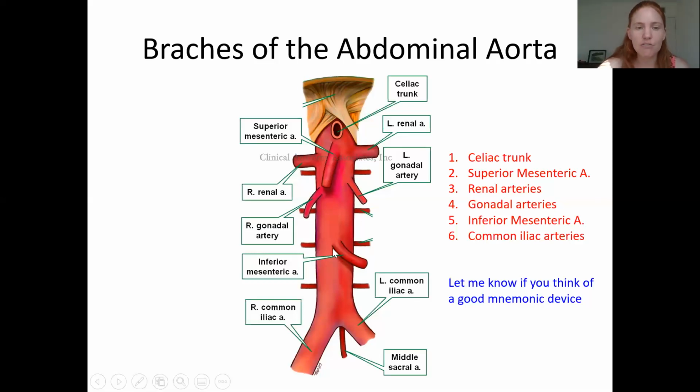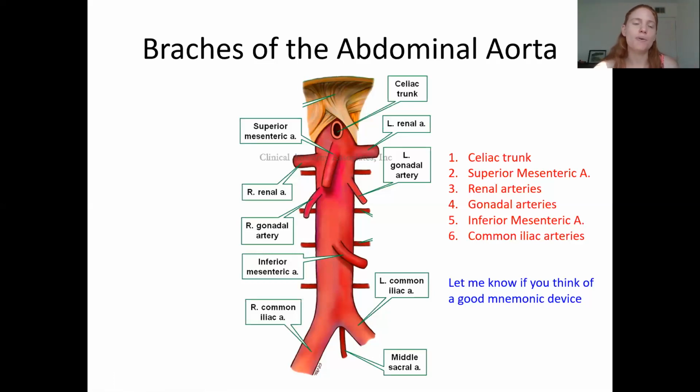Then we have the inferior mesenteric artery and the right and left common iliac. Remember, common means comes out. So this is everything. I'm going to go through some of this in a little more detail. Whenever you have a bunch of information in order, it's always going to be in this order, because that's how it is.